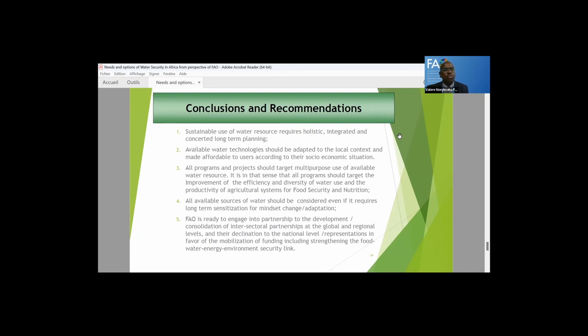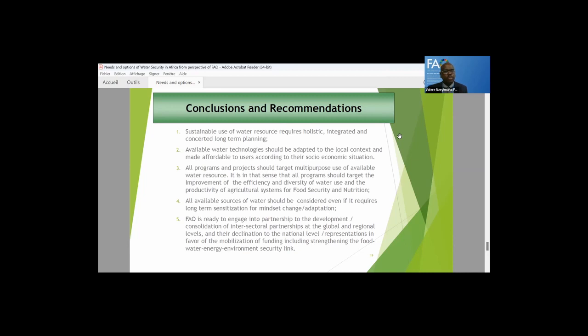So sustainable use of water resources requires holistic, integrated, and concerted long-term planning. This is key. It has to be really understood. Available water technologies should be adapted. There is no one size fits all. There are technologies that exist, but they have to be adapted to the situation of every country, every group of users, and every user even.